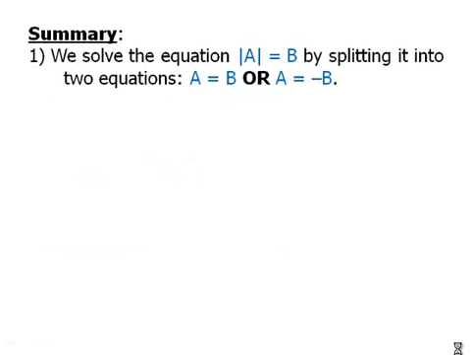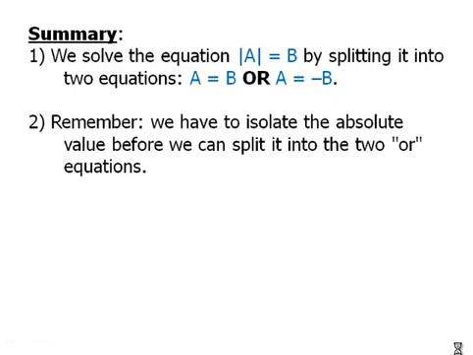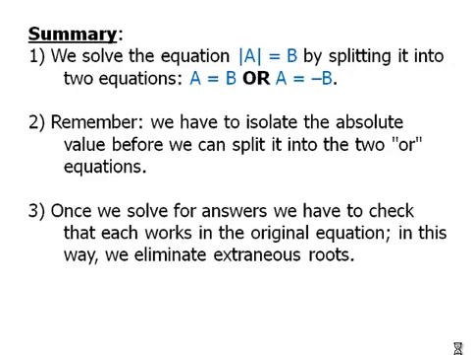In summary, we solve the equation absolute value of A equals B by splitting it into two equations, A equals B or A equals negative B. Remember, we have to isolate the absolute value before we can split it into the two OR equations. Once we solve for answers, we have to check that each works in the original equation. In this way, we eliminate extraneous roots.